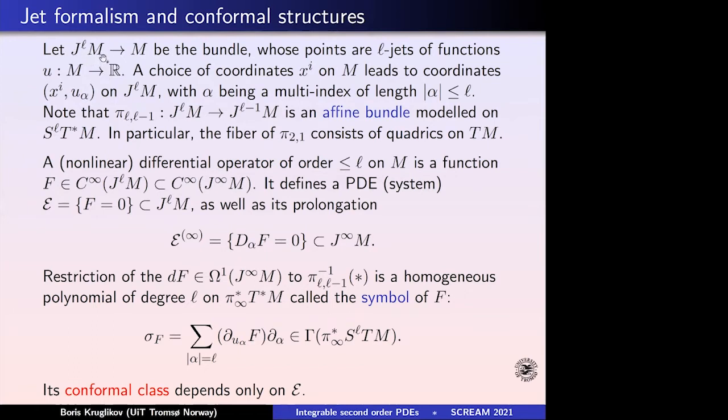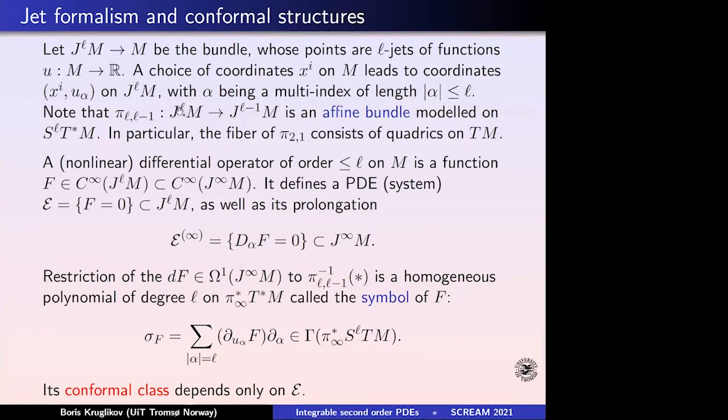Let J^L M be a bundle whose points are L-jets of functions, and I'll try to start slowly. When you think about an L-jet, you can just think about a truncated Taylor series up to and including L derivatives. For the purpose of this talk, you can think of u as just scalar valued, but there are generalizations. If you choose coordinates on M, then we get coordinates on jet bundles. So basically think about the Taylor decomposition and the coefficients. Alpha throughout will be a multi-index, and the order of derivative involved is up to L.